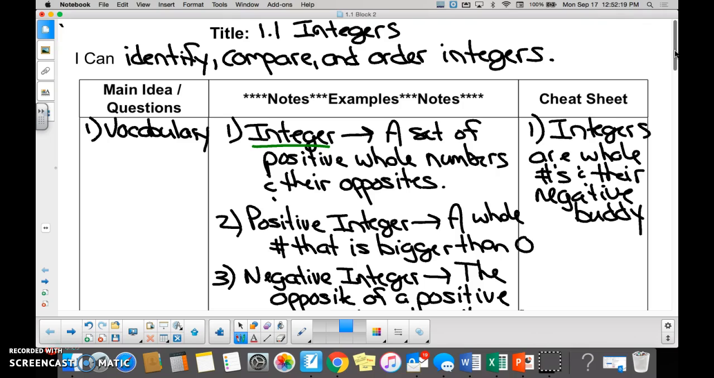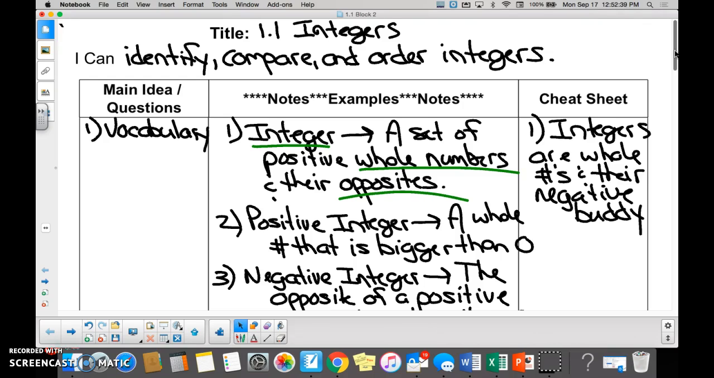An integer is a whole number and what? Opposites. Whole number and opposite. Okay, so question, is 1 3/10 an integer? Yes or no? No. 1 3/10 would be a whole number plus part of another. That's not a whole number, right? So a whole number and then the opposite.